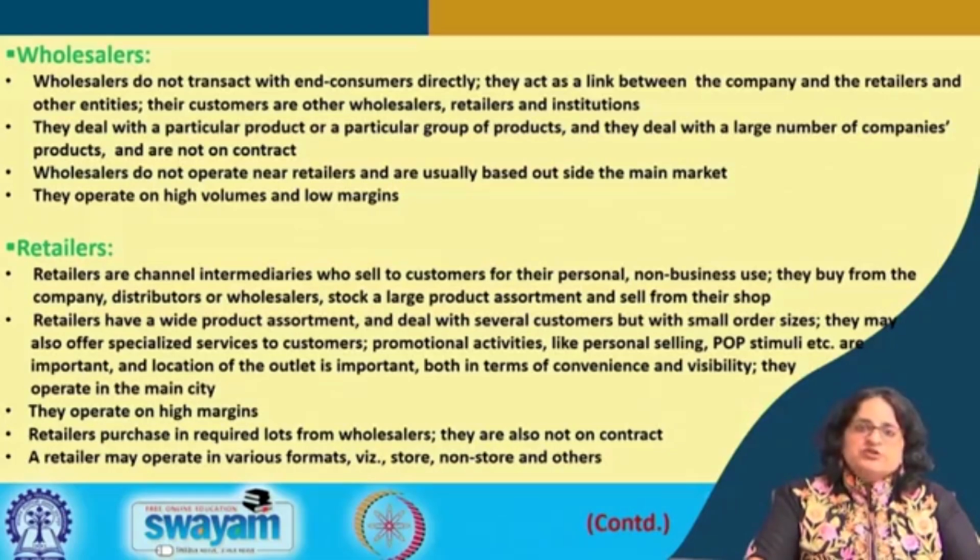And here what is important is the location where the store must be such which is conveniently located and visible. So generally retailers operate in the main city so that people have access to those areas and people find those areas conveniently located. Retailers operate on high margins, and they purchase in required lots from the wholesaler, and they are also not on contract, and they may operate in different formats as a store format or a non-store format and others. What is a non-store format? For example, an automated vending machine is a non-store format. That is also a retail format.